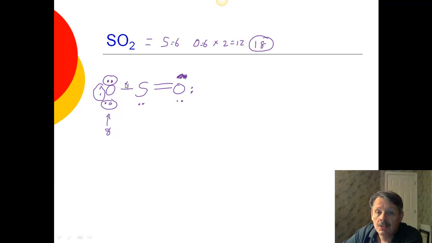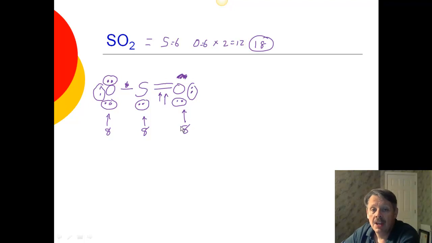Let's look at sulfur. Sulfur has these 2 over here on the left, and then 2 on the bottom, and then it has 4 up here in this double bond. So this sulfur has 2 plus 2 plus 4, which is 8. And how about this oxygen? It has 2 here, plus, again, 4 more in the middle. That's a total of 8. Everybody is now happy. So the way I would draw this is exactly what I have here.